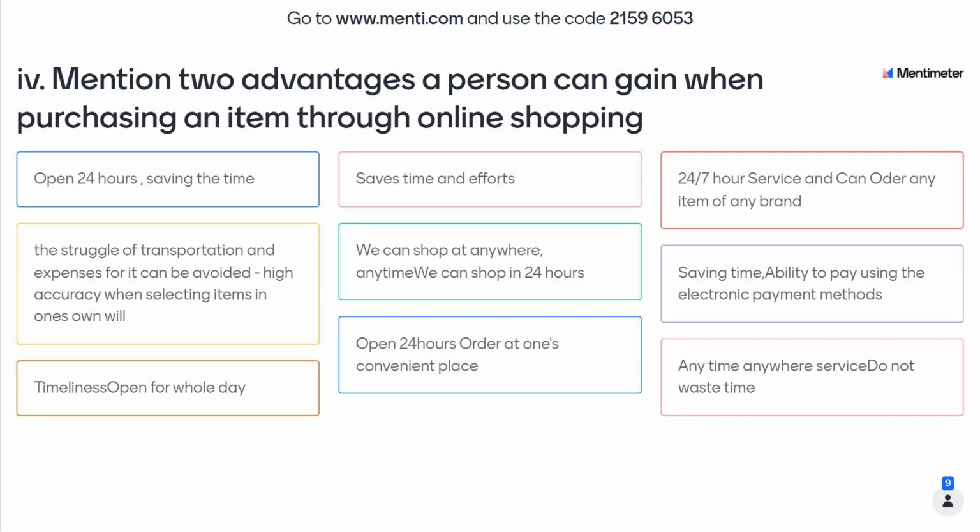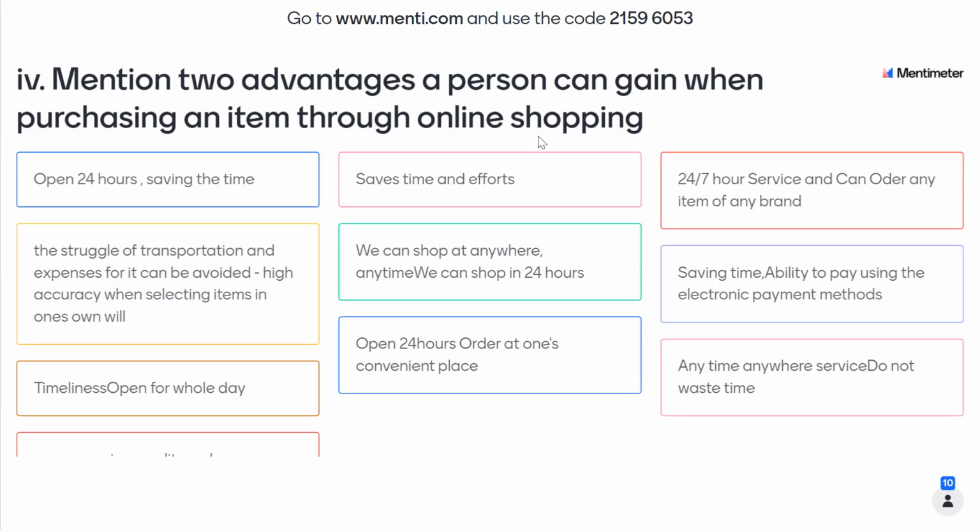Okay, good. Let's discuss the answers. For this one, online shopping. Mention two advantages a person can gain while purchasing an item through online shopping. So first of all, you will have a global market. You can sell goods anywhere, so similarly a person can purchase from anywhere. You are not restricted to any particular city or country, so you will have a global market. That's the first one.